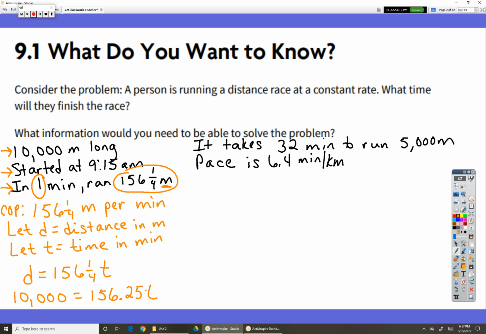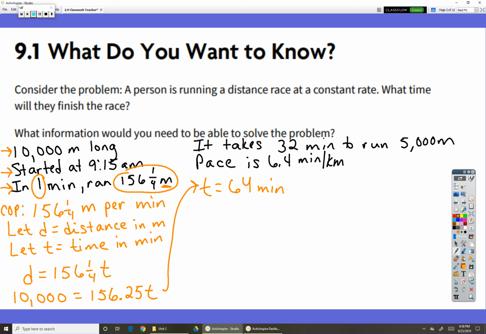So I'm going to change that to 156.25 times T. Now to find what T is, I'm going to need to divide 10,000 by 156.25. So I am going to use my calculator to do that. So 10,000 divided by 156.25 is 64. So I know that my time is 64 minutes. So it takes the person 64 minutes to run the race.